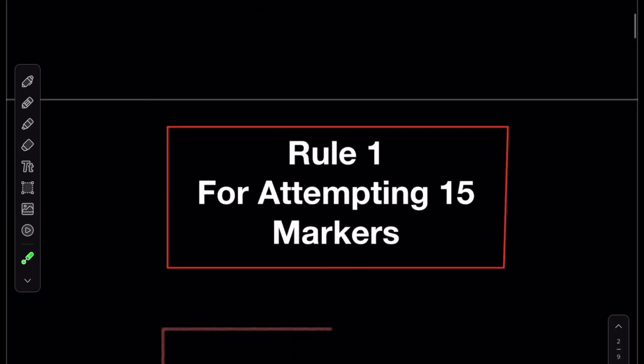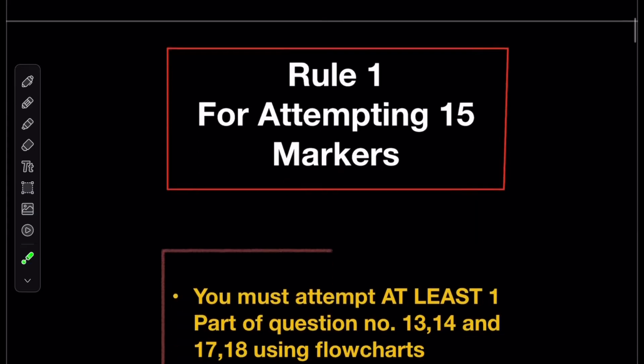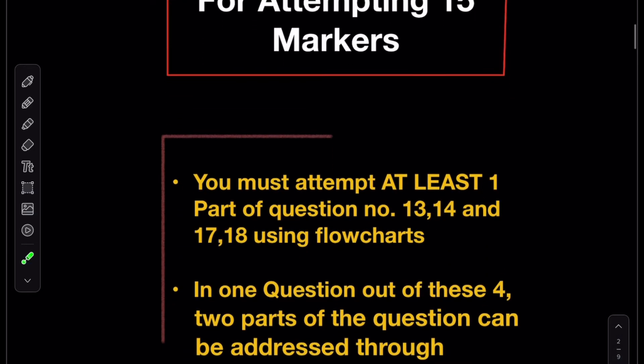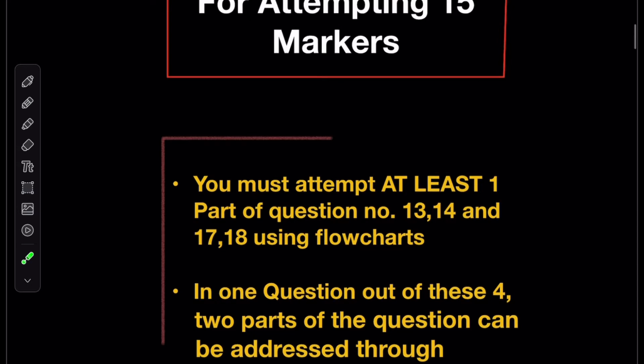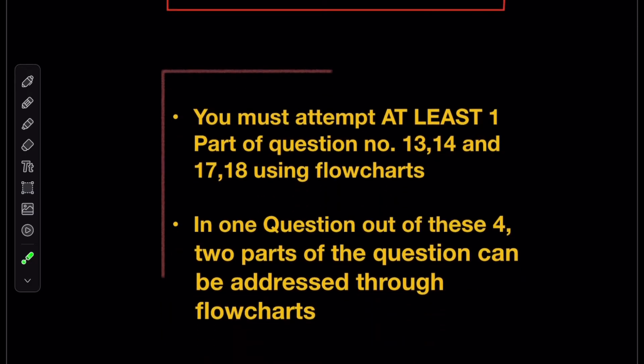So rule one is for attempting 15 markers, and it will be true for GS paper 1, 2, and 3. First of all, you must attempt at least one part of the question, ranging from number 13 to 14 and 17 and 18. These question numbers, make a rule before going to the exam that you are going to attempt at least one part through flowcharts. And I'm going to show you how these flowcharts work. And in one out of these four questions, you need to attempt two parts using flowcharts.